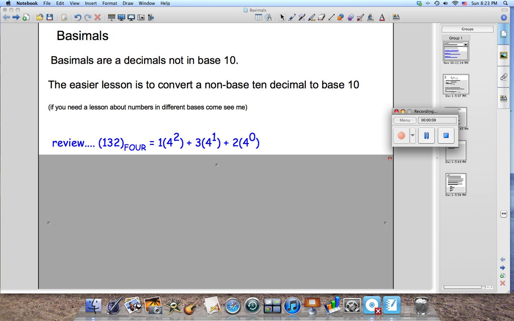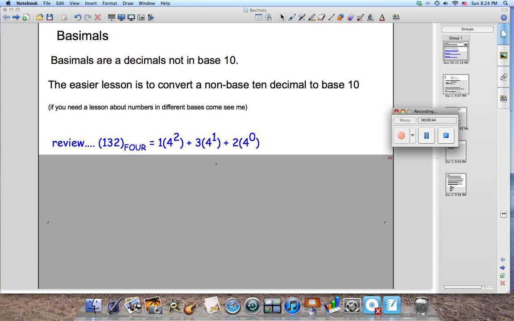This is for the challenge topic for Meet 3, Event D. It's called Basimals. Basimals are decimals that are not base 10. The prefix deci means tenth, so these are going to be in different bases. What you're going to need to be able to do is convert a decimal into different bases and convert a number that's not in base 10 into base 10, so kind of flip-flop between the two forms.